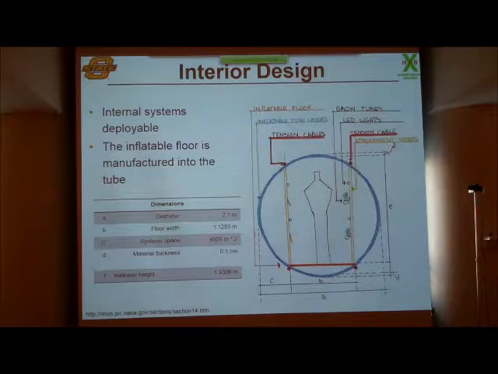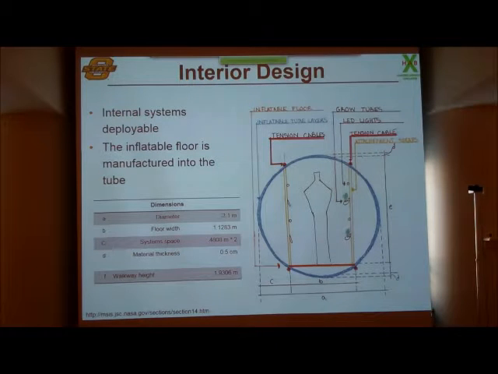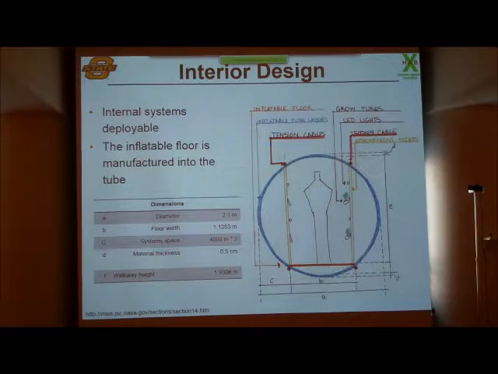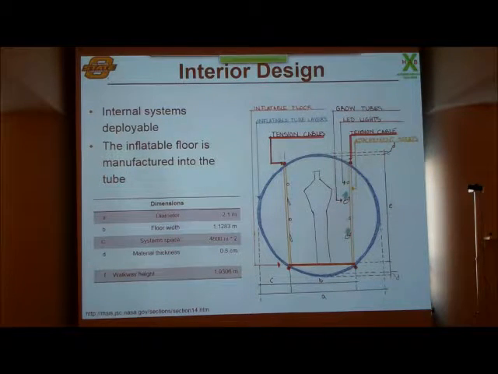So we decided to go with just over a 1 meter wide floor, and from there we decided the rest of our interior. So on either side of the floor we have our attachment straps, which is where we're going to attach our plants and our lighting in our deployable structure. And I'll talk more about that in a few slides.